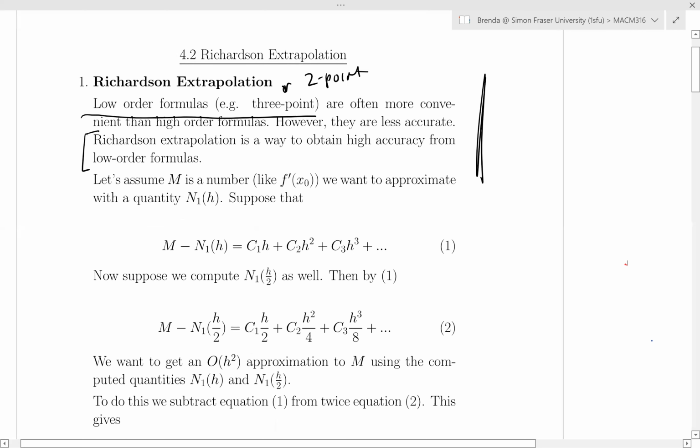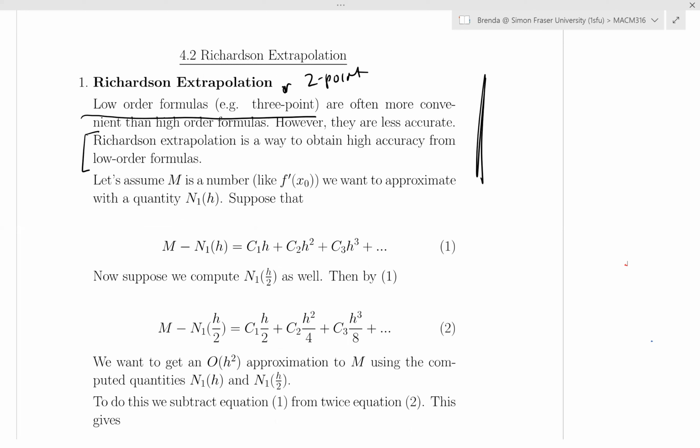Okay, we're going to talk about Richardson extrapolation. We looked last time at numeric differentiation, and we saw that we can have 2-point or 3-point or even 5-point or 7-point formulas. The lower order formulas are a little bit less accurate, but they are more convenient. So Richardson extrapolation is a way of getting a higher order accuracy out of the lower order formulas. It's almost like you get something for nothing, honestly.